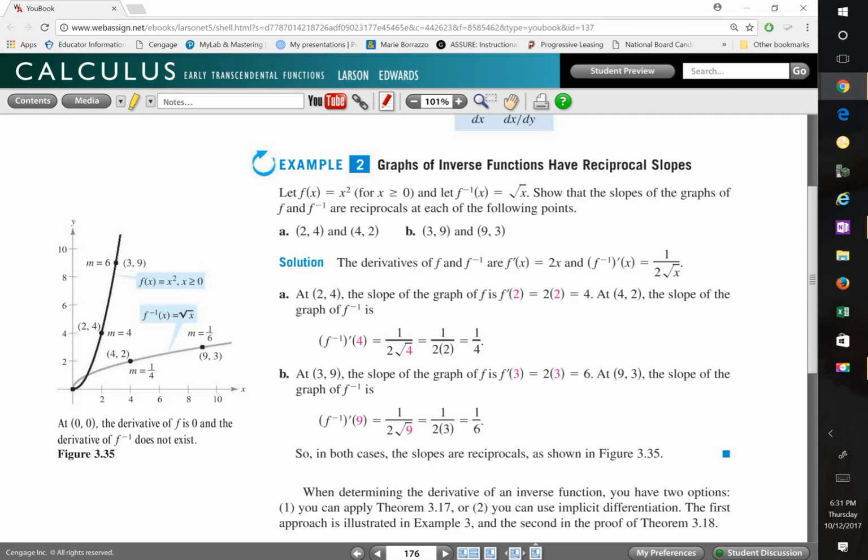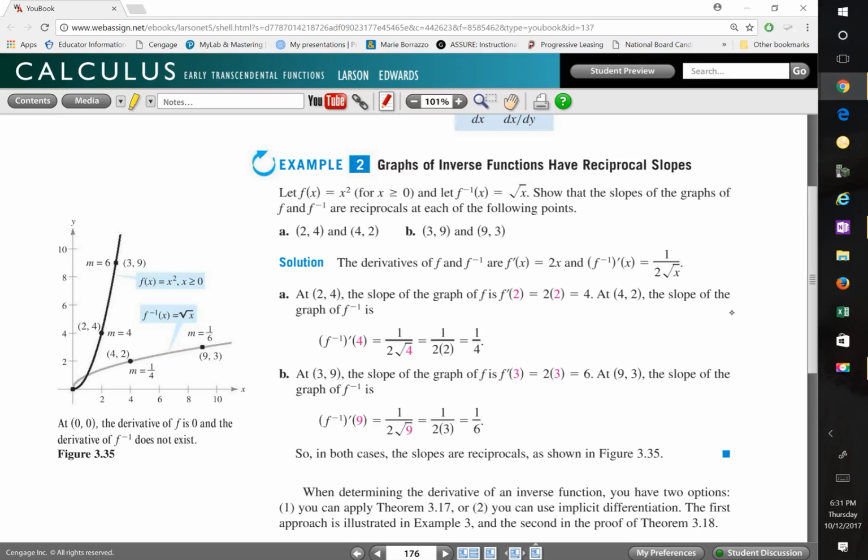So if I were to take the derivative of the original function, which will simply give me 2x, if I throw in 2 times 2, I get the slope, and the slope is 4. If I want the inverse, I'm going to do 1 over the derivative. This will give me the 1/4.